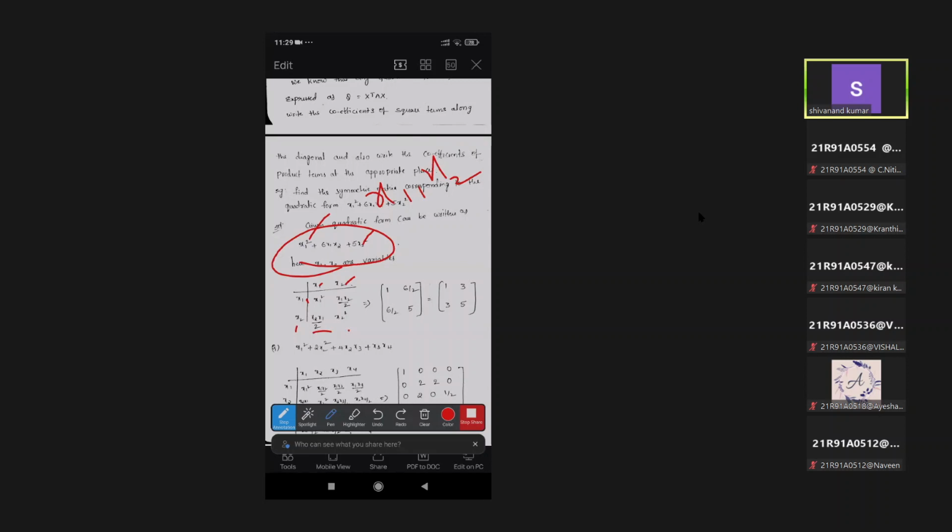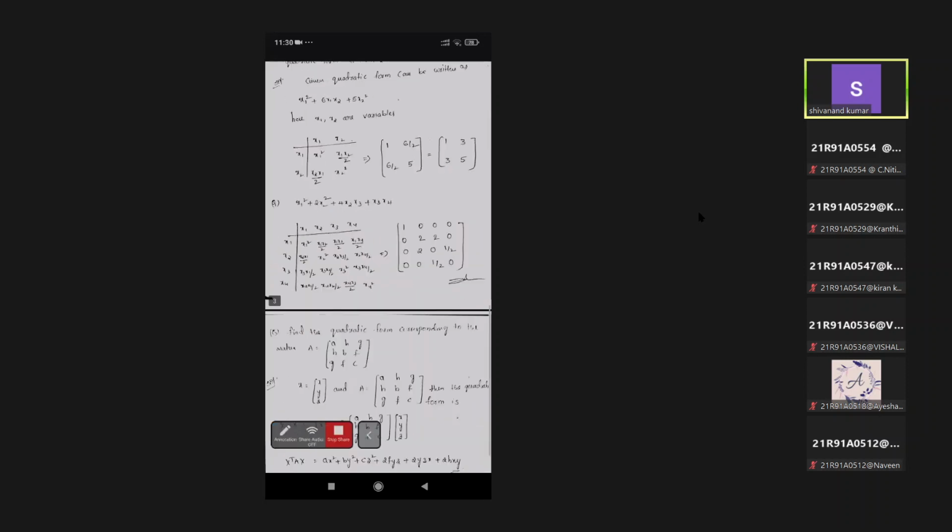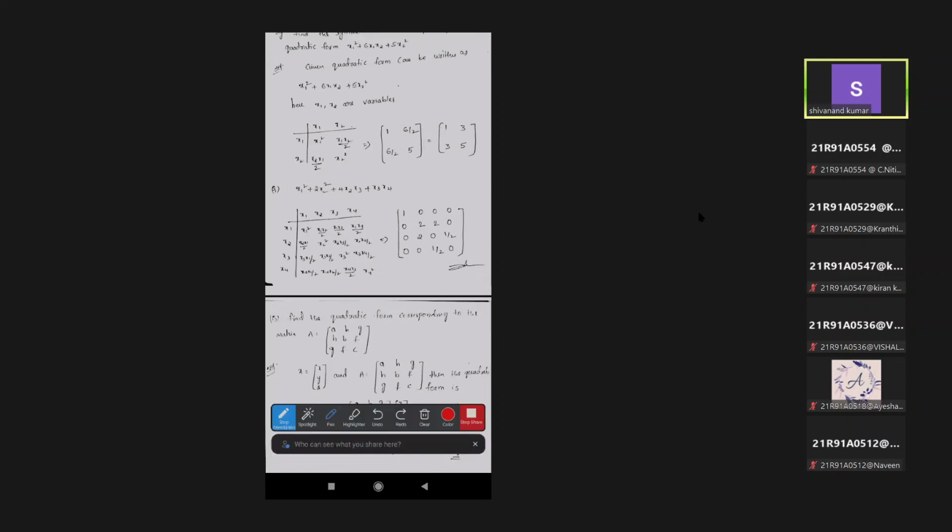If the matrix is a 3 by 3 matrix, it means there are three variables. Here four variables are there: x1, x2, x3 and x4. So you have tried on x1 x2 x3 x4 and x1 x2 x3 x4. In a similar way, you have to multiply x1 into x1 square, x1 into x2, x1 into x3 and x1 into x4. Similarly, you have to write down the coefficients of those terms.